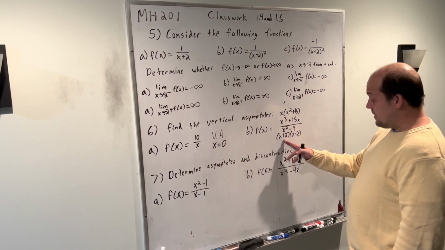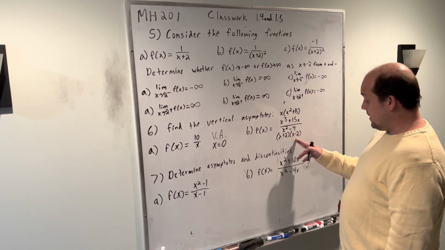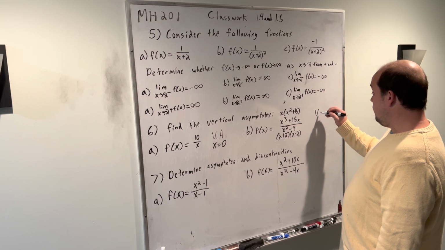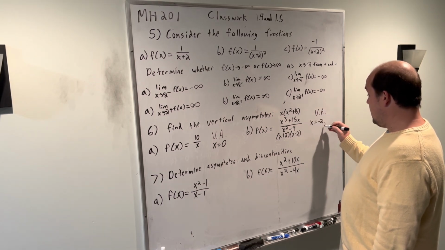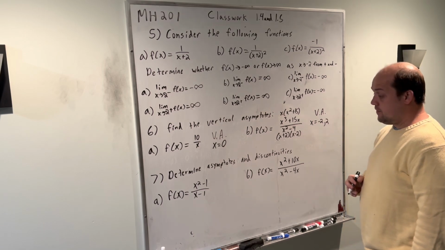Here, negative 2 makes this 0. Here, positive 2 makes this 0. That means I have two vertical asymptotes. The first one is at x equals negative 2. The second is at x equals positive 2.